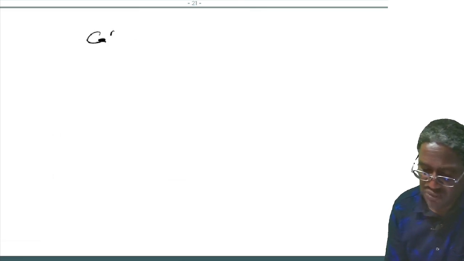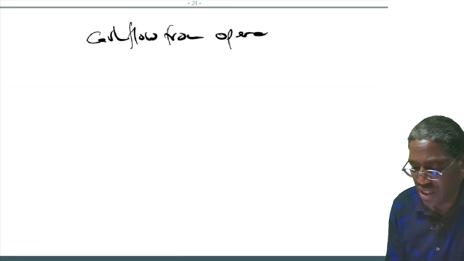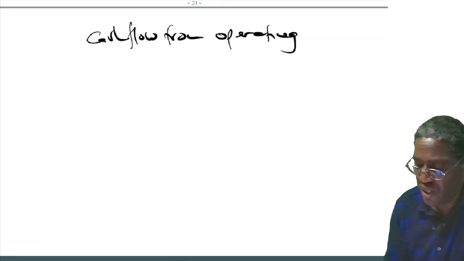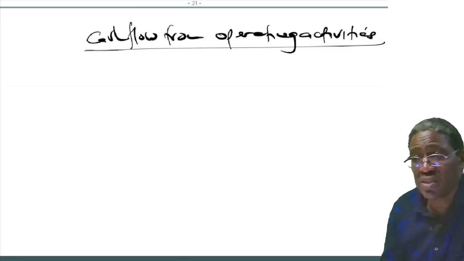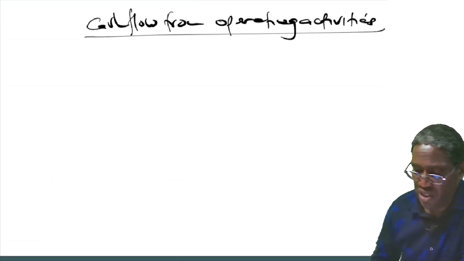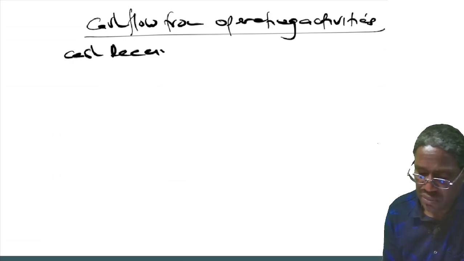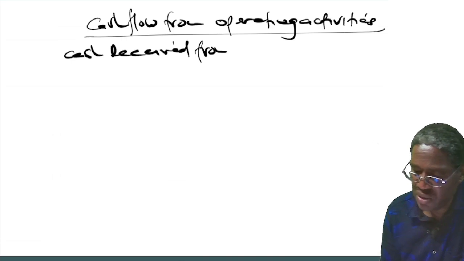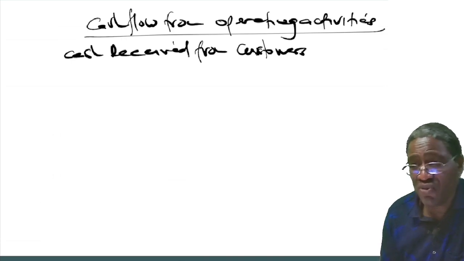Then you can copy this. We come and say your cash flow from operating activities. Then you come and say cash received from customers. Whatever it is, that's a positive.